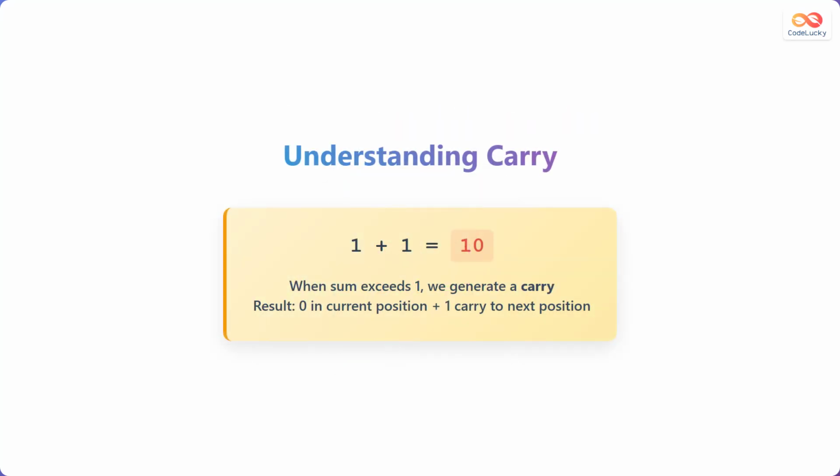Now let's understand the carry. As we saw, 1 plus 1 equals 10 in binary. When the sum exceeds 1, it generates a carry. This means that the result is 0 in the current position, and a carry of 1 is sent to the next position, just like in decimal addition when you add numbers and get a sum greater than 9.